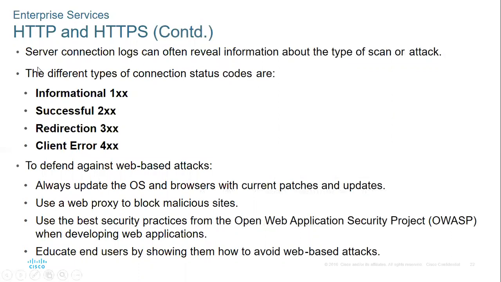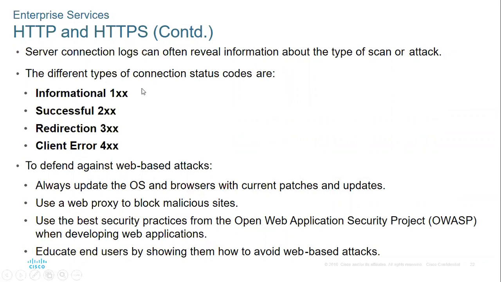All right. So server connection logs can often reveal information about the type of scan and attack. So very, very important that you analyze the logs of the server. And of course, we have different types of connection status codes. So if it's 1xx, it means we're dealing with informational. 2xx is a successful connection. 3xx is a redirection. 4xx means that the client has an error.